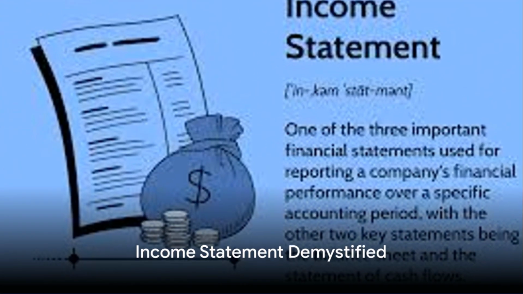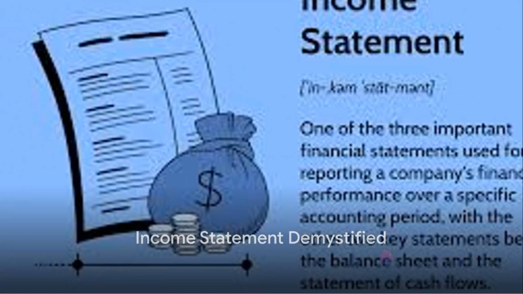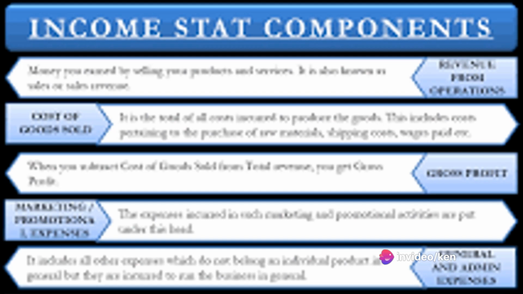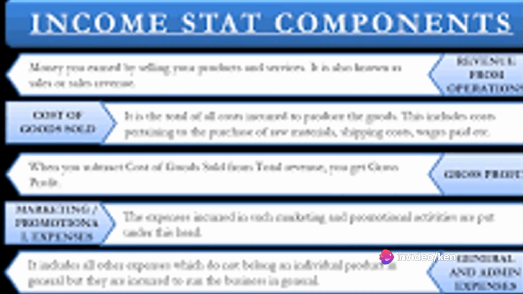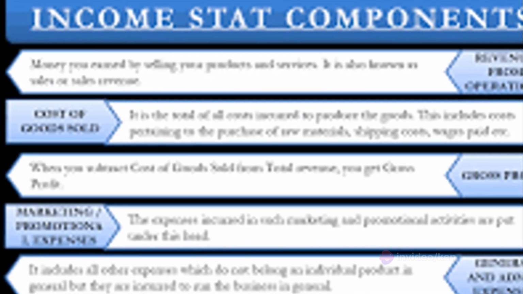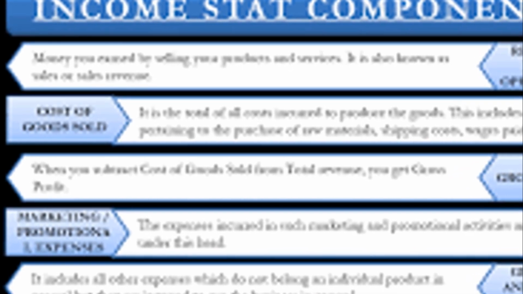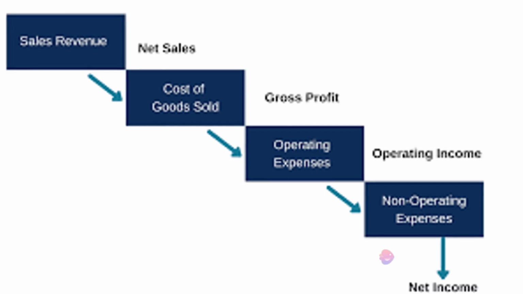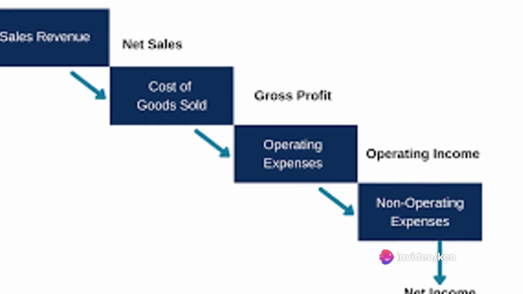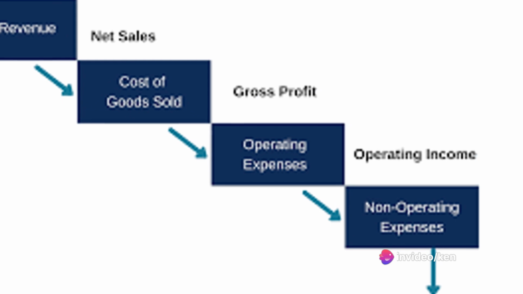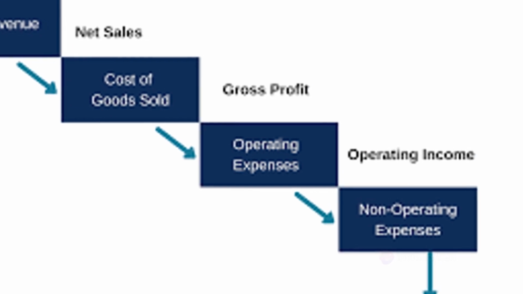The income statement, often called the profit and loss statement, tells us the why behind a company's financial performance. So what exactly is an income statement? Well, think of it as a financial report card. This document shows us a company's revenues and expenses over a period of time, usually a fiscal quarter or year. It gives us an understanding of how a company generates its income and where it spends its money, ultimately leading us to its net income or profit.